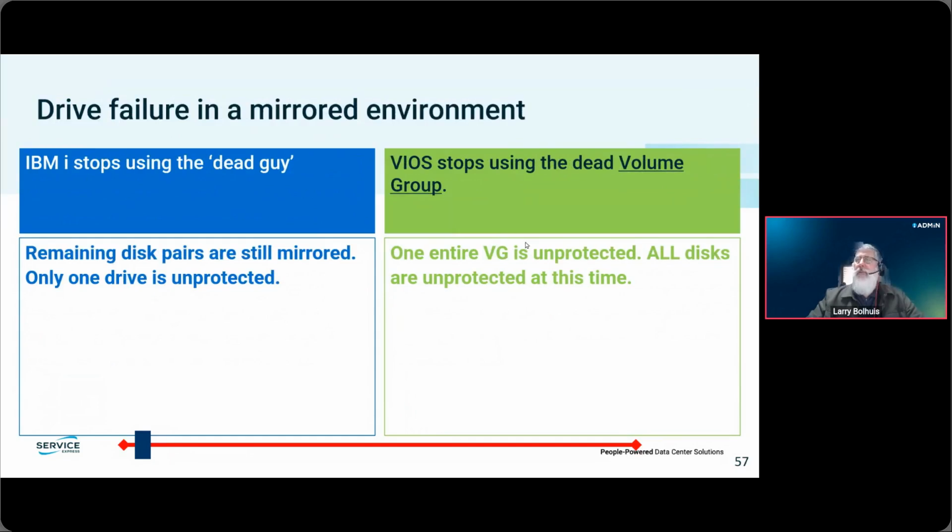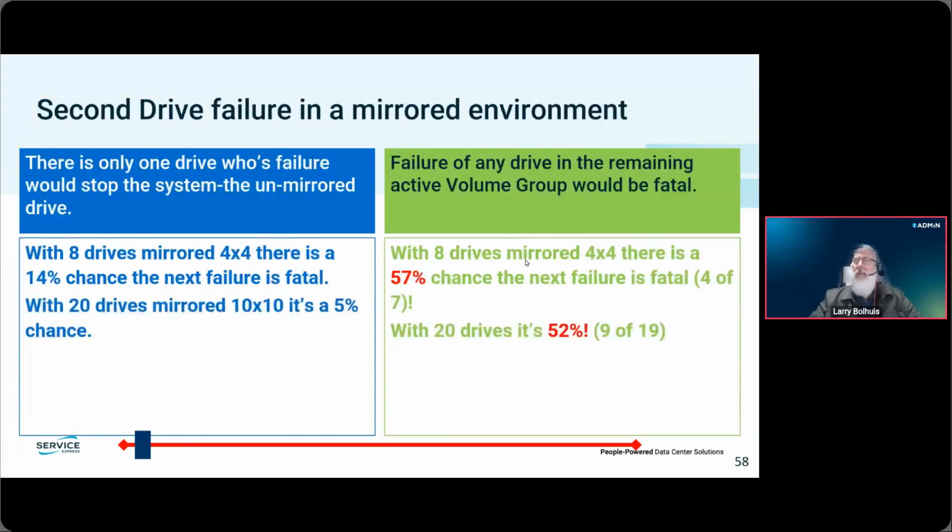In a drive failure in a mirrored environment, IBMI, one drive is dead. You got one pair down, and everything else is still mirrored. In the VIOS, the entire volume group becomes unprotected. So again, another reason why we don't like internal disk with VIOS.